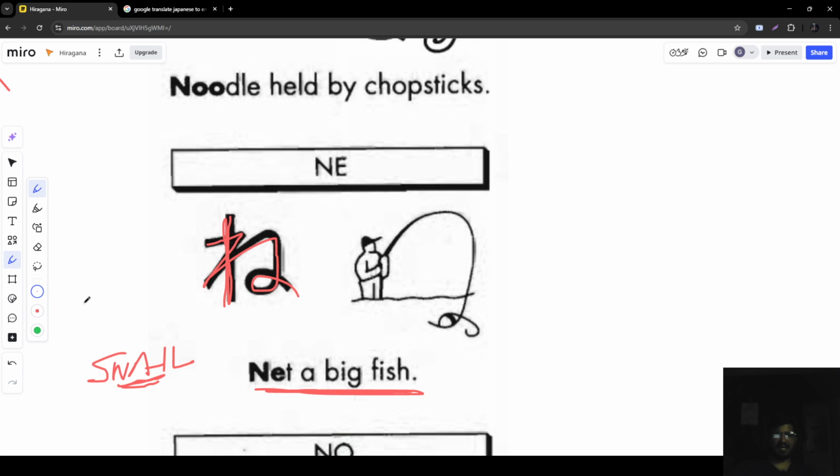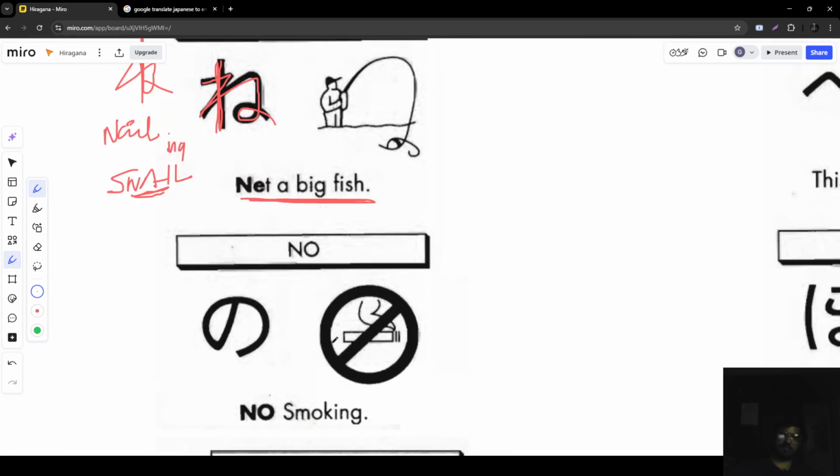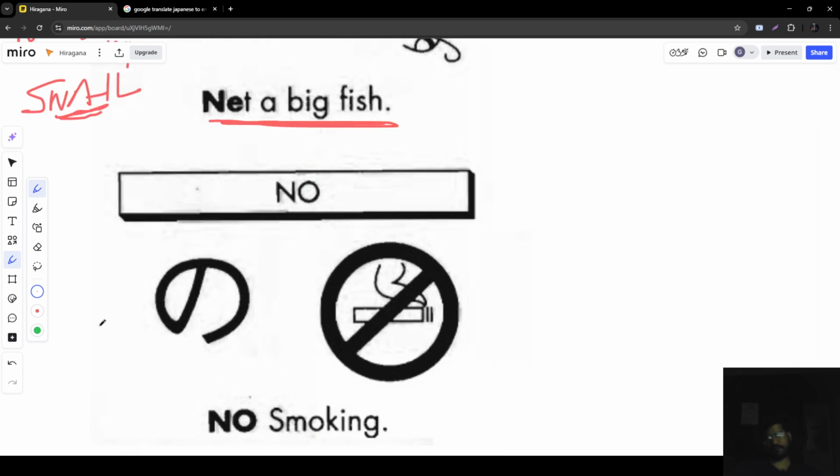Got it? It is disturbing, I agree, but that's how you need to remember. Nail in a snail. So this is your snail and this is the nail. That is the best way to remember. Got it? So let's move to the next part, which is no.